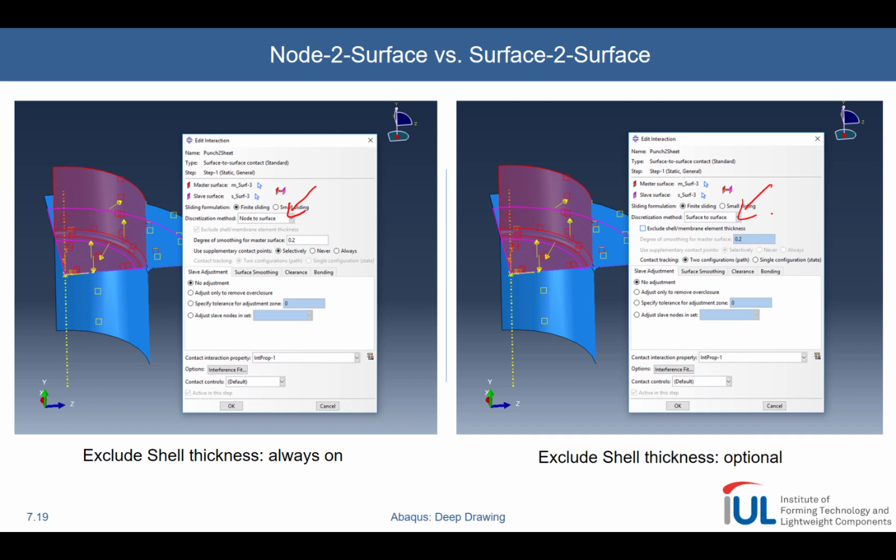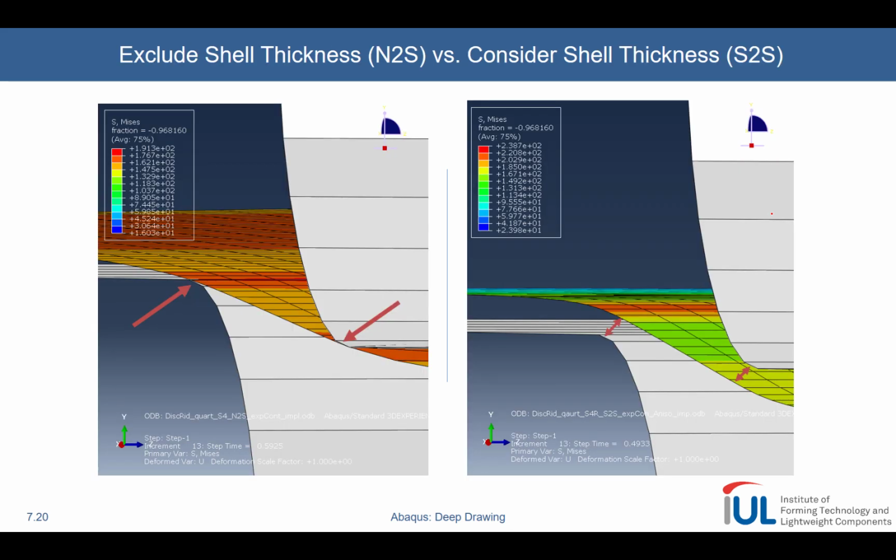What's the disadvantage? The advantage is that if you include it, your results are much more accurate and physically sound, and as always, it comes at a cost. It's a slightly increased computational time, but let's look at the effect of if we include it or if we do not include it. I've run two simulations. The one on the left, again, is the N2S, where the shell thickness is always automatically excluded, and on the right is the S2S, the surface-to-surface approach, where I've chosen to not exclude the shell thickness.